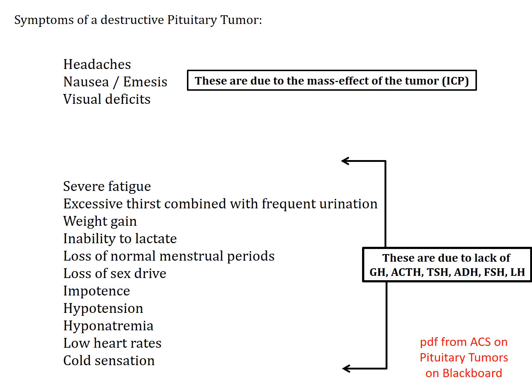So, symptoms of a destructive pituitary tumor. Some of those symptoms are going to be due to the effect of the tumor on the brain, elevating intracranial pressure, and the other ones will be due to the lack of the hormone. Remember, the pituitary gland is secreting growth hormone, ACTH, TSH, antidiuretic hormone, FSH and LH as the stimulating hormones for the sex organs. So you can see now that the signs and symptoms the individual develops are not just due to one hormone, but due to multiple hormones.